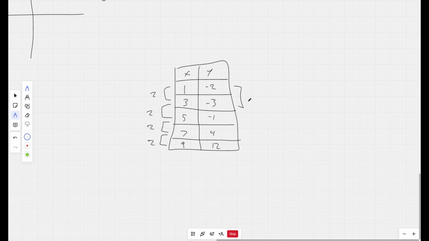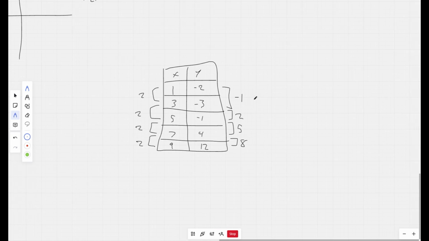So -2 to -3, that's -1. -3 to -1, that's 2. -1 to 4, that's 5. And then 4 to 12, that's 8. These numbers have nothing to do with each other, right? But do not fear, because that just means that this isn't a first degree polynomial.